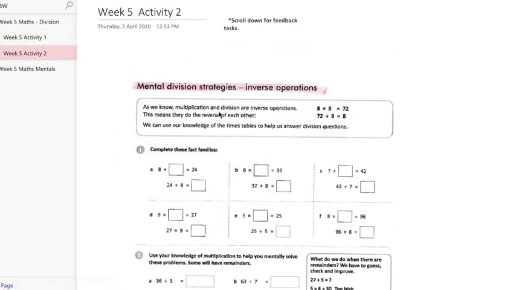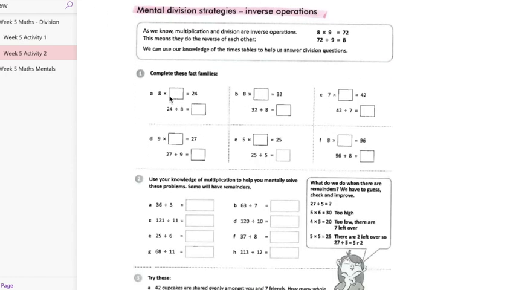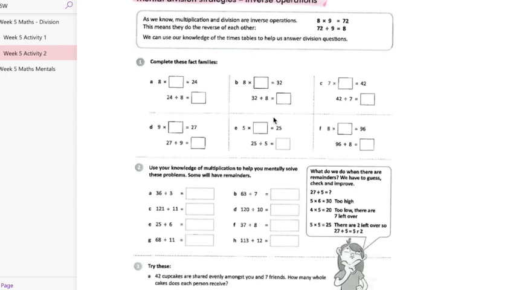In activity 2, we're having a look at our mental division strategies, first of all with our inverse operations. So we know that multiplication and division are inverse operations, which means that 8 times 9 is 72. So if 72 divided by 9, the answer has to be 8. It's just like a fact family that you may have completed with addition and subtraction in the past, but it works the same with multiplication and division. So if 8 times something gives you 24, 24 divided by 8 would have to give you the same answer. You're filling in those boxes there to show your understanding.